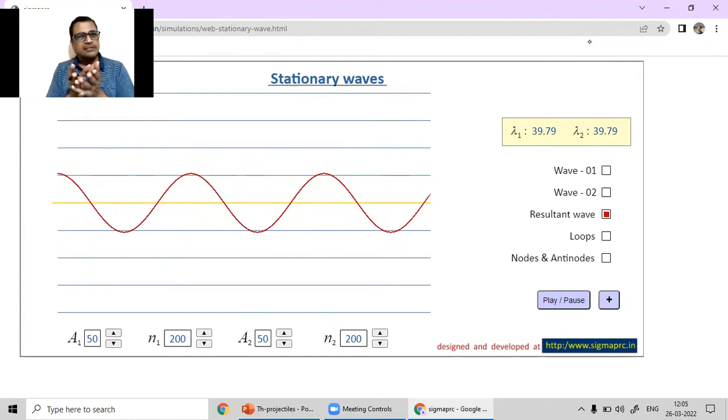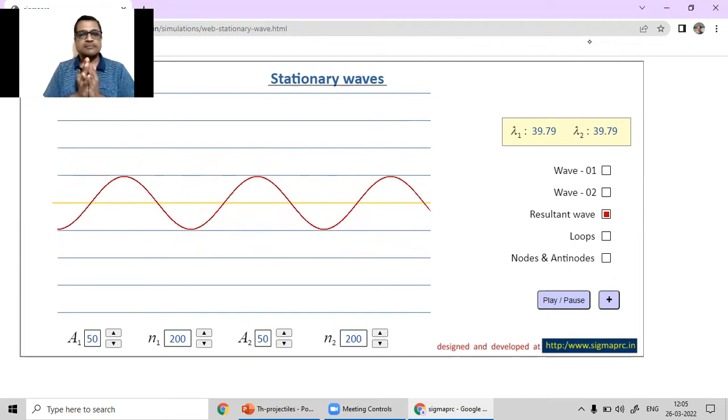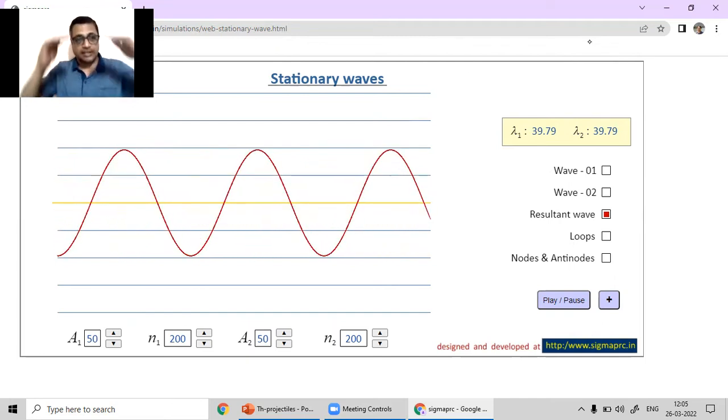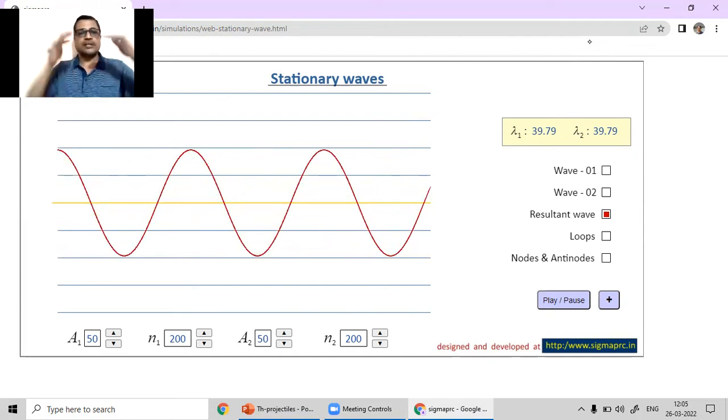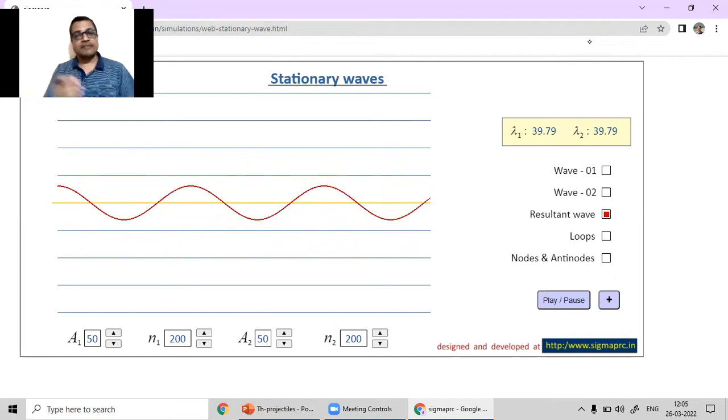Does it look like it is moving towards left hand side or towards right hand side? No, right? It just remains where it is, but there are definitely some oscillations that you see. That is the reason why this is called a stationary wave.